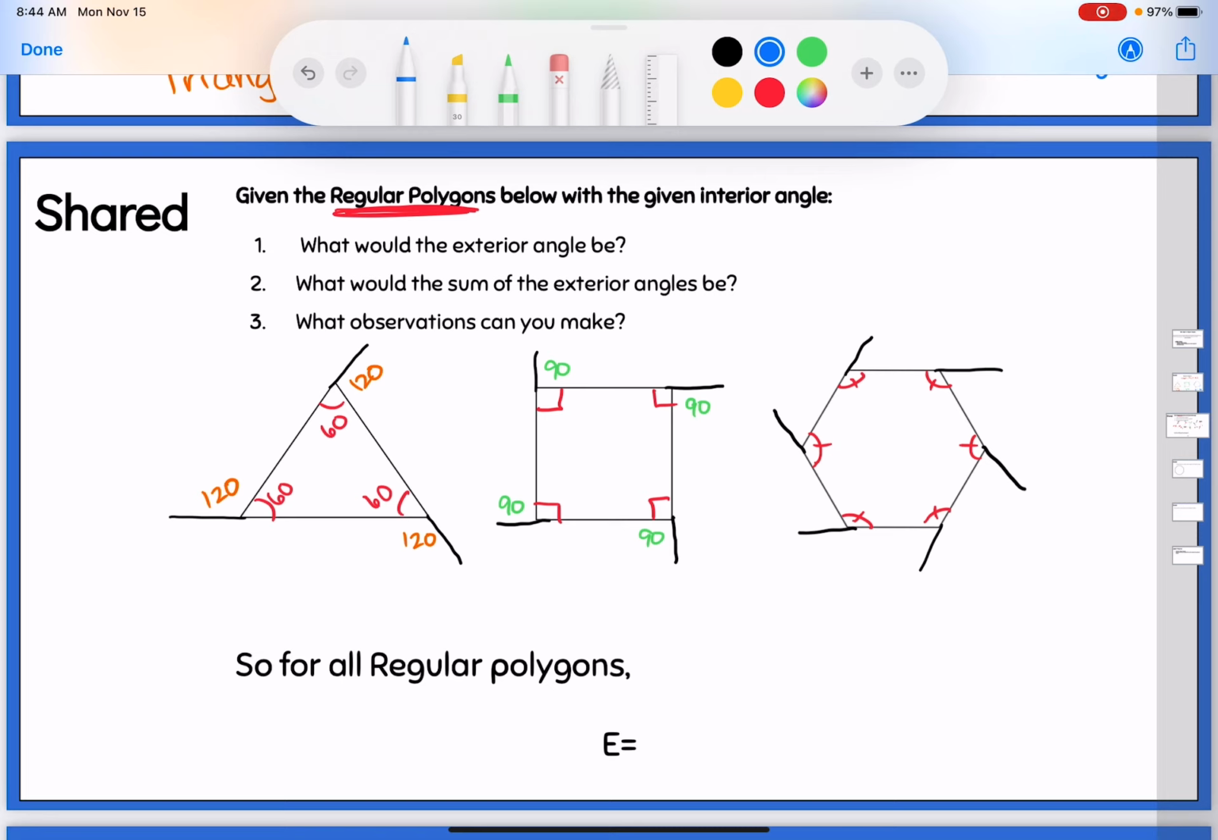So let's see, what I was doing on my triangle and my quadrilaterals, I was finding the sum of the interior angles and then dividing by how many there were, right?